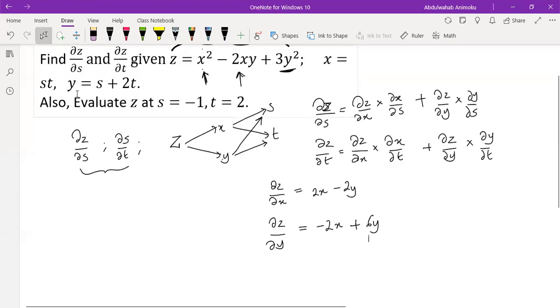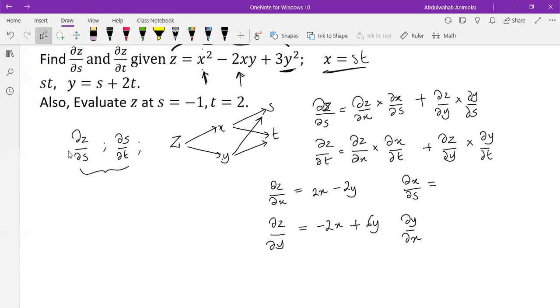Now everything is good. Next, we need to find dx ds, and then we also find dy ds. So let's do it here. Now, x is a function of s and t, x is st. The derivative of this with respect to s is just going to give us t. Now, what about dy ds? The derivative of y with respect to s is just going to give us 1, and the other term will be 0. So it's going to be 1.